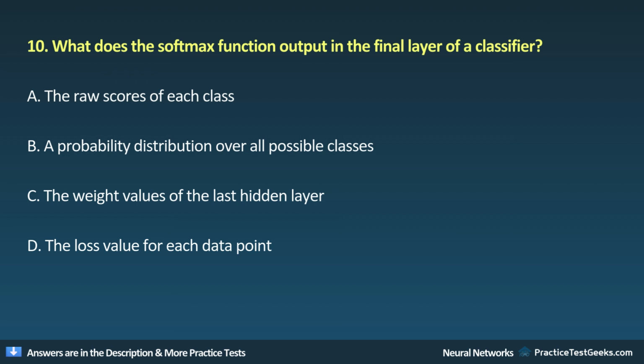10. What does the softmax function output in the final layer of a classifier? A. The raw scores of each class. B. A probability distribution over all possible classes. C. The weight values of the last hidden layer. D. The loss value for each data point.